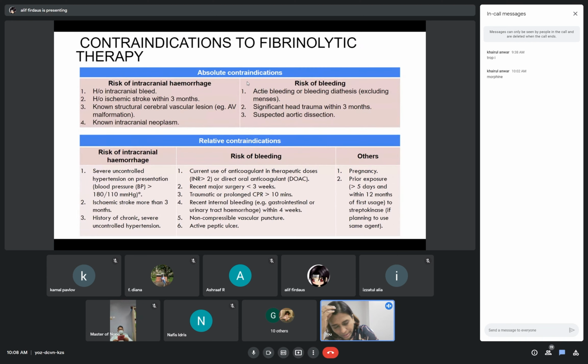Ataupun ada yang lagi satu, kalau tak silap Dr. Vila, dia ada reversible agent. Nama reversible agent dia Praxbind. Nama generic dia I cannot mention it. It's very difficult for me. Idarucizumab. Okay, you bagi itu, you boleh bagi your thrombolytic agent. Okay? Next. Okay.